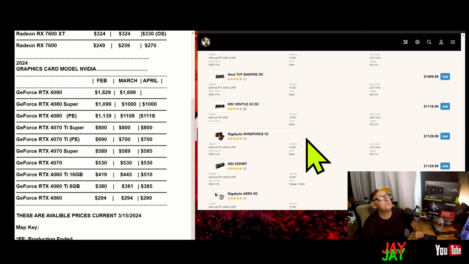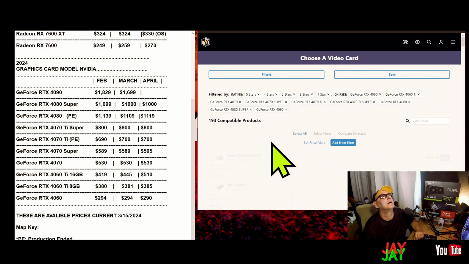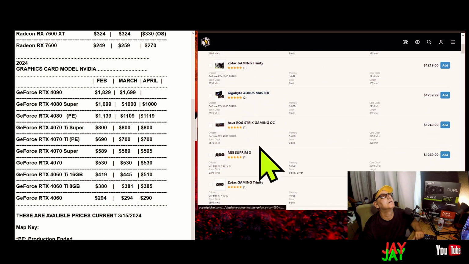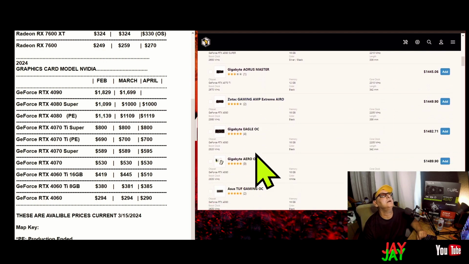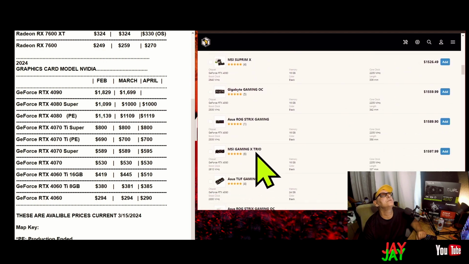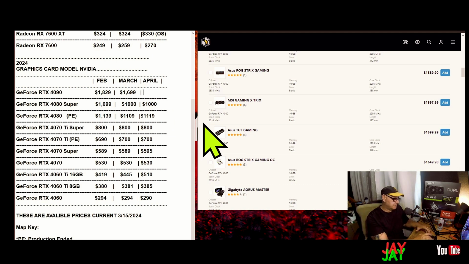Now let's see if we can find a 4090. Might not be here, might be here. Let's hope and dream that we can find a 4090. Oh, there's a 4090, Asus Tough Gaming. $1,600. Whoa. $1,600. So let's put a dollar sign, 1,600.